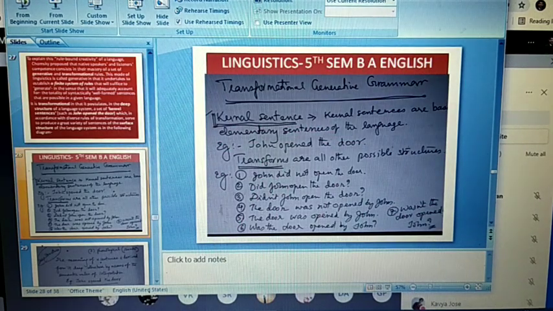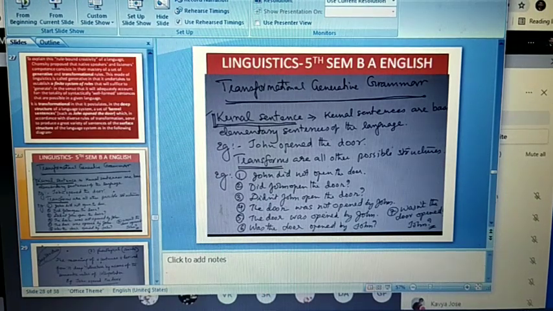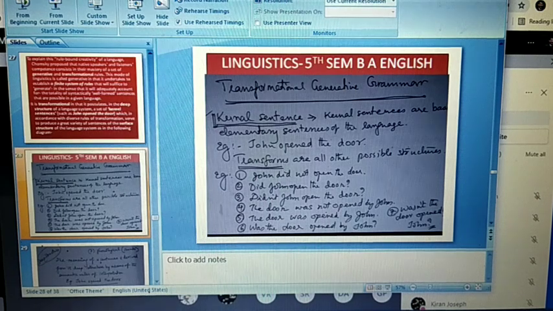Kernel sentences are the basic elementary sentences of the language. John opened the door. You transform the elements of this sentence, you get different utterances. John did not open the door. Did John open the door? Didn't John open the door? The door was not opened by John. The door was opened by John. Was the door opened by John? Wasn't the door opened by John? Look at that. More than 8 different sentences or utterances.